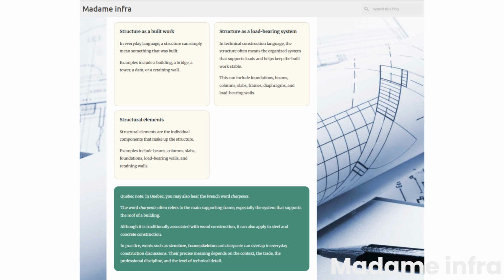Quebec note: in Quebec, you may also hear the French word charpente. The word charpente often refers to the main supporting frame, especially the system that supports the roof of a building. Although it is traditionally associated with wood construction, it can also apply to steel and concrete construction. In practice, words such as structure, frame, skeleton, and charpente can overlap in everyday construction discussions. Their precise meaning depends on the context, the trade, the professional discipline, and the level of technical detail.